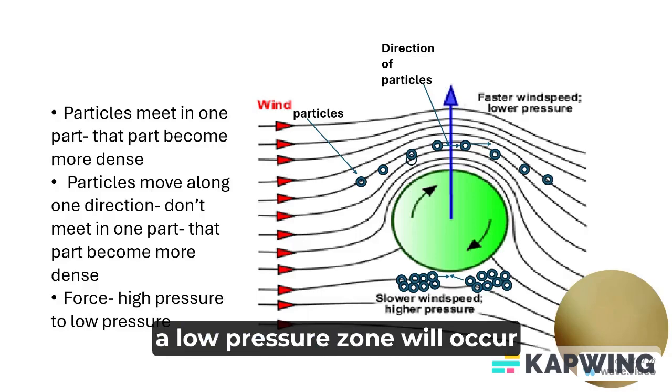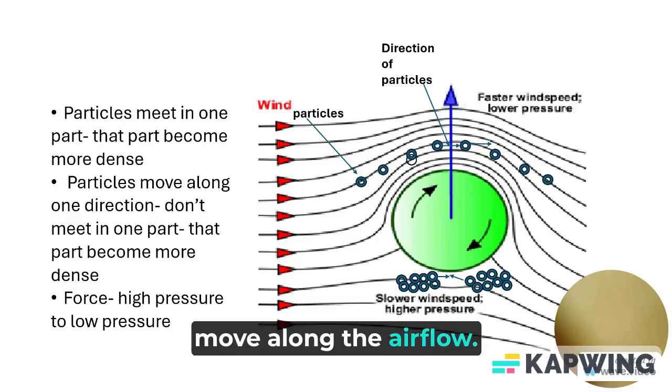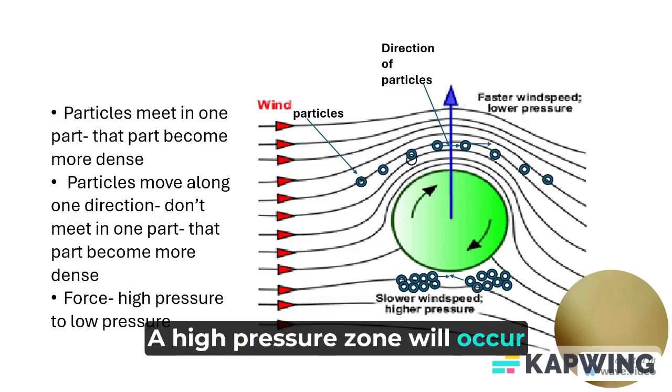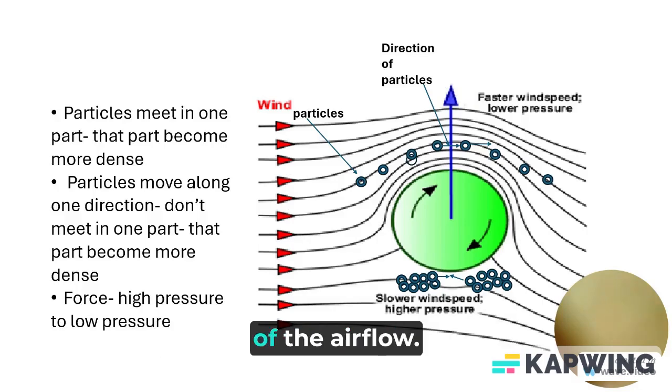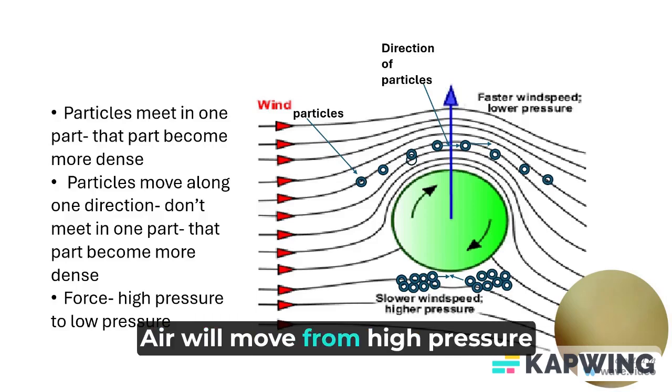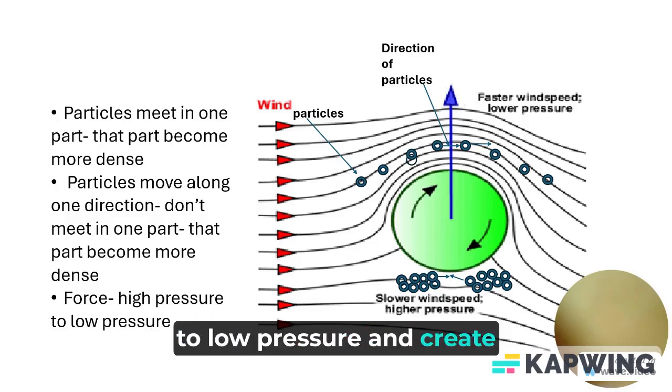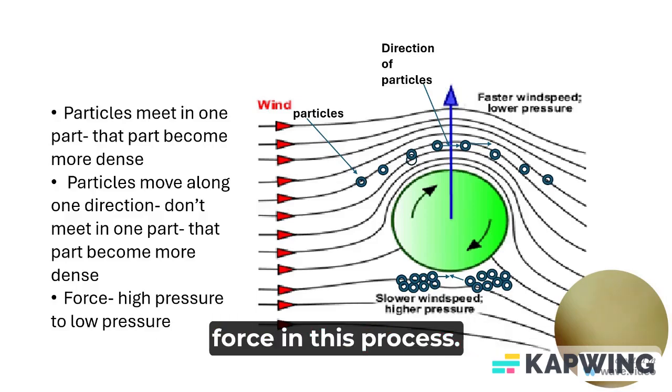Therefore, a low pressure zone will occur in the side of the object which moves along the airflow. A high pressure zone will occur in the side of the object which moves to the opposite direction of the airflow. Air will move from high pressure to low pressure and create force in this process.